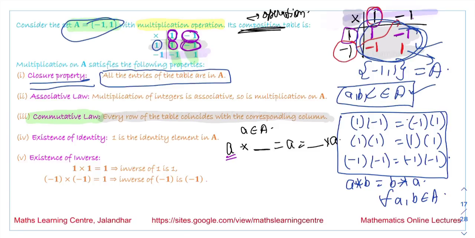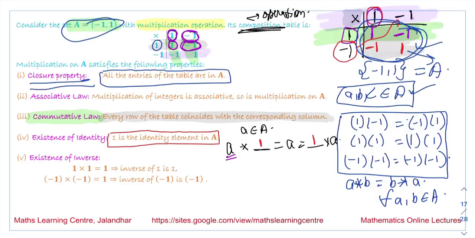I am talking about, look at this first row over here, it is 1 and minus 1. We are saying corresponding to this element 1, these two elements, these are 1 and minus 1. So we are saying A into 1, that is equal to A is equal to 1 into A. It means 1 is the identity element in A.